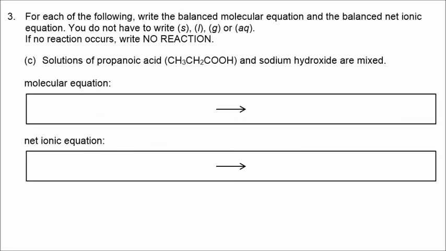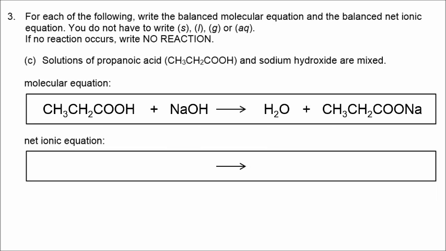In our next example, we have a weak acid reacting with a strong base. So propanoic acid, which we saw before on the multiple choice questions, is written exactly like that. And sodium hydroxide, NaOH. The acid will lose its H, so it produces water, and we get the sodium salt of propanoic acid. We get sodium propanoate.